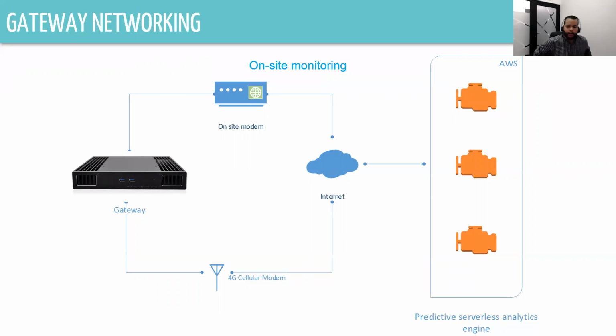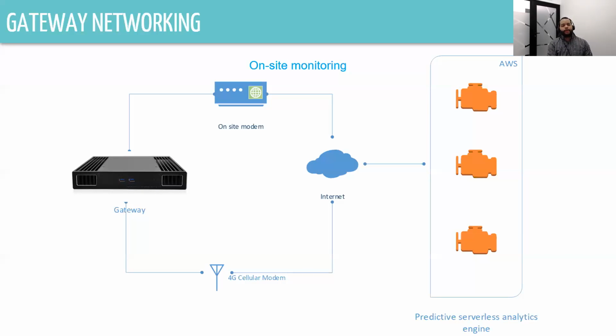Another way that we can get online is using the 4G cellular modem. This is only on the model that applies. We have the gateway that can use either the on-site modem to get to the internet or 4G cellular modem that is embedded on the gateway in order to access the predictive serverless analytics engine. All the data is crunched and sent to this engine, and then it is processed to have alerts and monitoring.